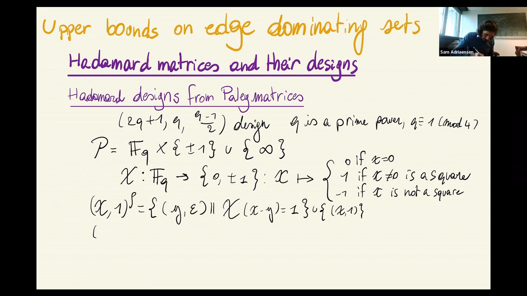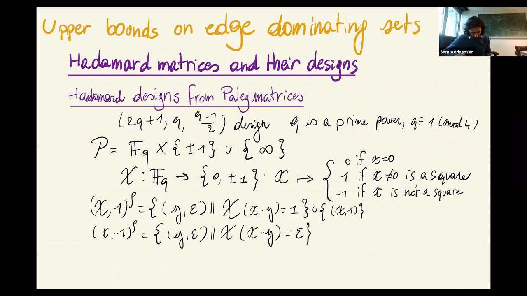If you have a block of the form (x,-1), then you map it to all the points (y,ε) such that x minus y is a square if and only if ε is 1, and a non-square if and only if ε is minus 1, and you also add the point at infinity. And lastly, the point at infinity is just mapped to F_Q times {-1}.